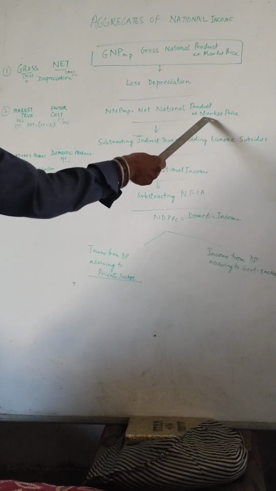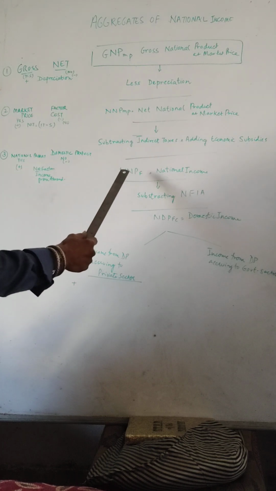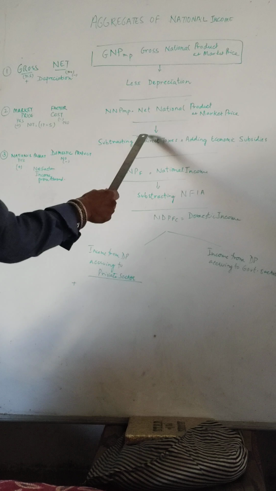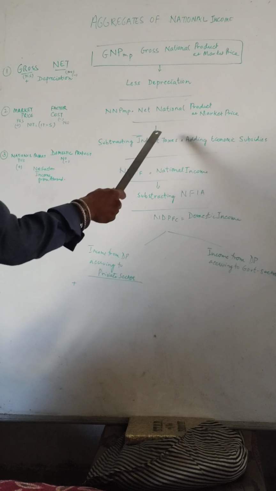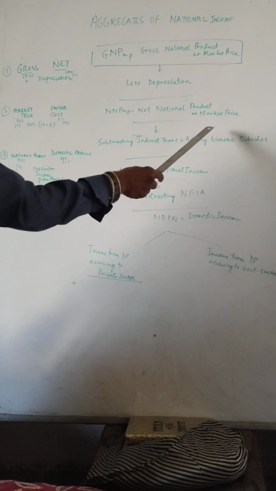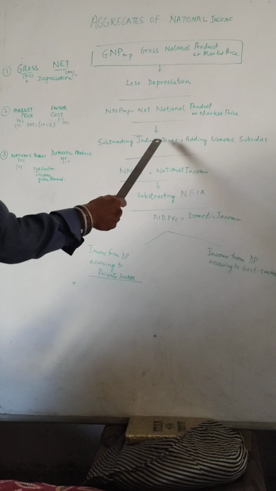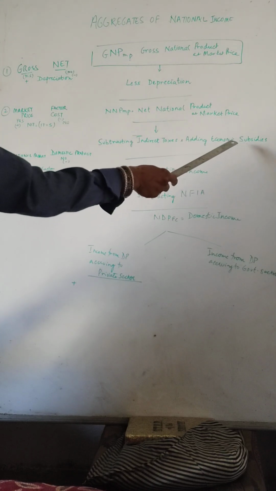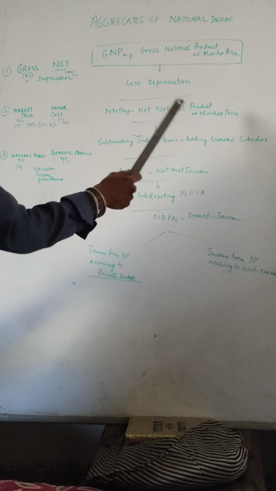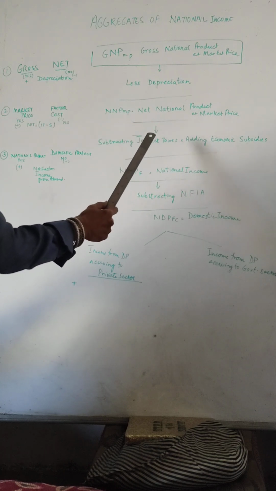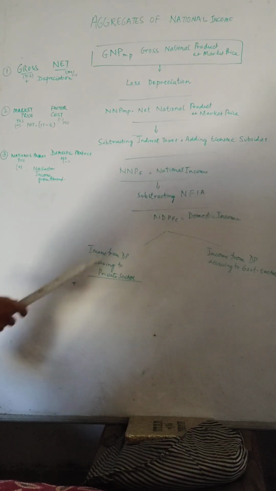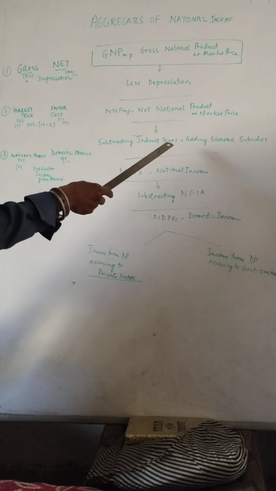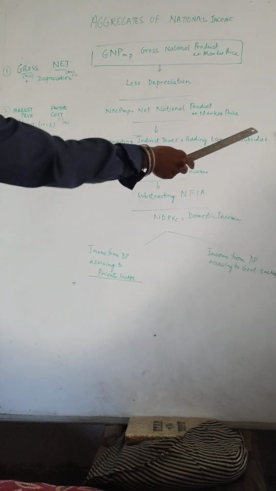Now you want to get factor cost. You want net national product at factor cost. So what will you do? You will minus net indirect tax, which means indirect taxes will be taken away, but subsidies are considered. So you subtract indirect tax. So what are the indirect taxes now? All the GST that you know of, and you add subsidies.